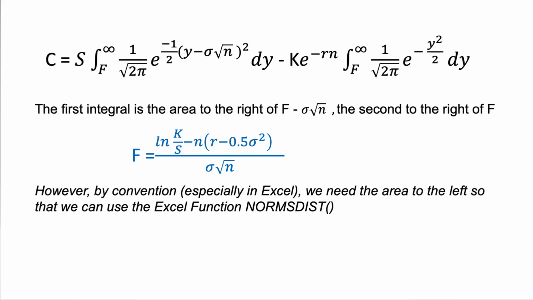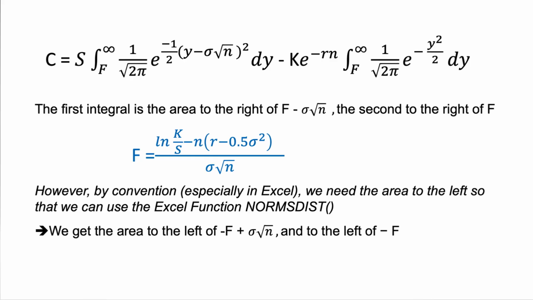However, by convention, especially when we're going to use Excel, we need the area to the left of z so that we can use the Excel function NORM.S.DIST, which is the standard normal distribution curve. So we get the area to the left of negative f plus sigma square root of n instead, and the area to the left of negative f. So doing negative f, we're going to get this one.